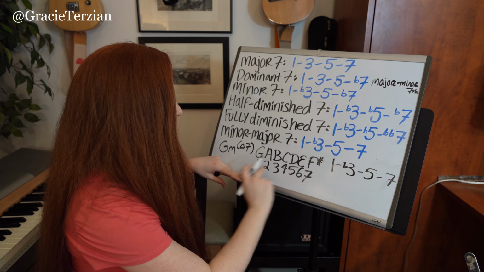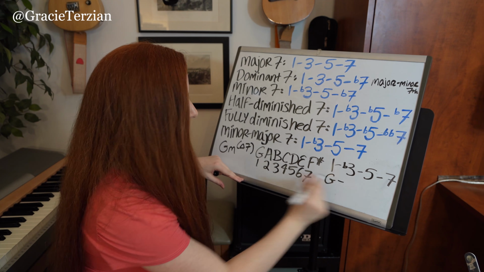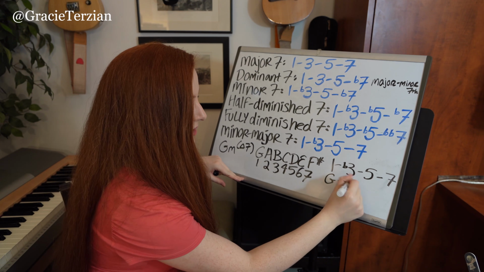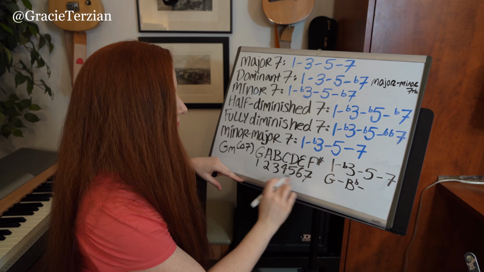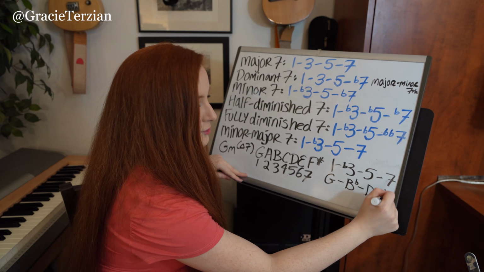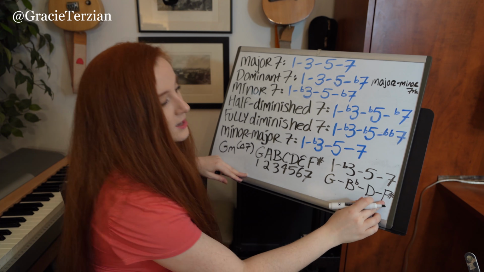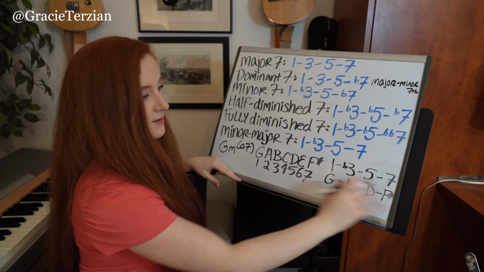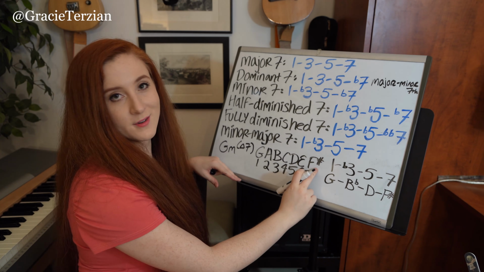So what's the 1? The 1 is G. What's the flat 3? B flat. What's the 5th? D. And what's the 7th? 7th is F sharp. We're not altering that 7th. It's not flat 7, it's just the normal 7. The normal 7 is an F sharp.